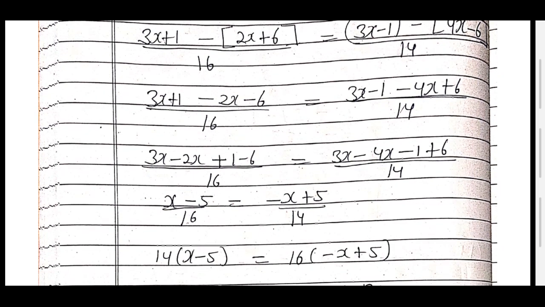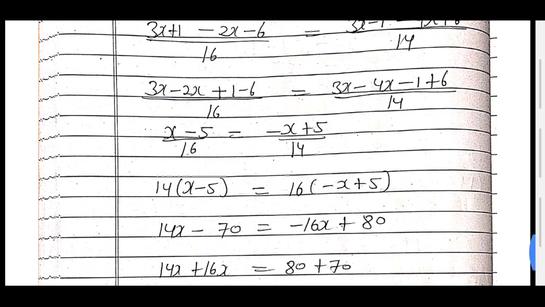Now just solve. Take 3x together, and 6 minus 1, sorry, plus 1 minus 6 upon 16, and here also 6x minus 4x minus 1 plus 6 upon 40. Now you get here x, and you get here minus 5 upon 16, and you get 3x minus 4x, you get here minus x plus 5 upon 14. Now finally you get 16 and 40.